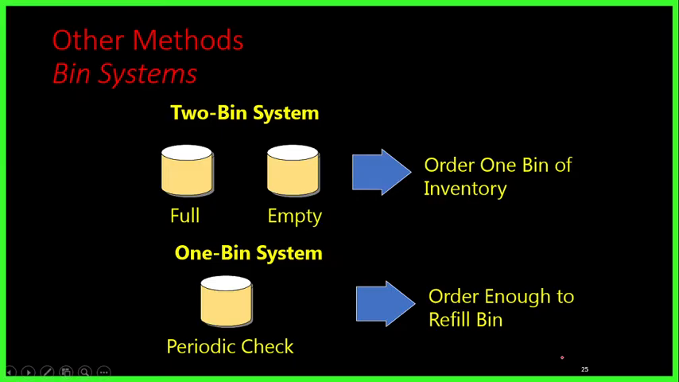Now, what else? Let's continue. Other methods, you have the bin system. Your 2-bin system is very easy to follow. So you maintain 2 bins, not necessarily at the same size. Sometimes you have one that is bigger, mas malaki kunyari ito. This one is bigger and this one is smaller. Now, paano to? If this bin is empty, pag wala na, that's the time for you to purchase.